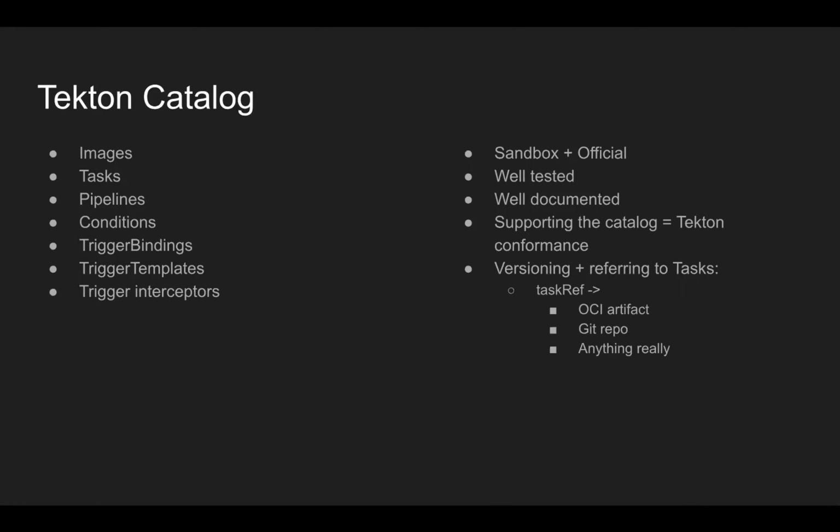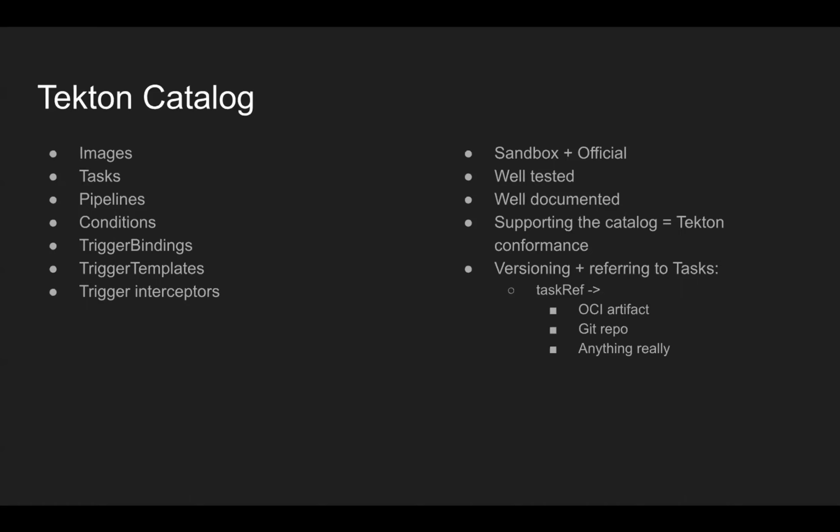It's not clear how useful it is to share entire pipelines, but maybe people would want to have out of the box pipelines that do a lint, test, push, deploy, or something like that. It's possible. And then on the right are our very rough plans around the catalog, which are to take best practices from Helm charts and have a sandbox level of catalog components and an official level. It's really important that all of the components in there be really well tested and really well documented. One measure of being a Tekton conformant system would be supporting the items that are in the catalog.